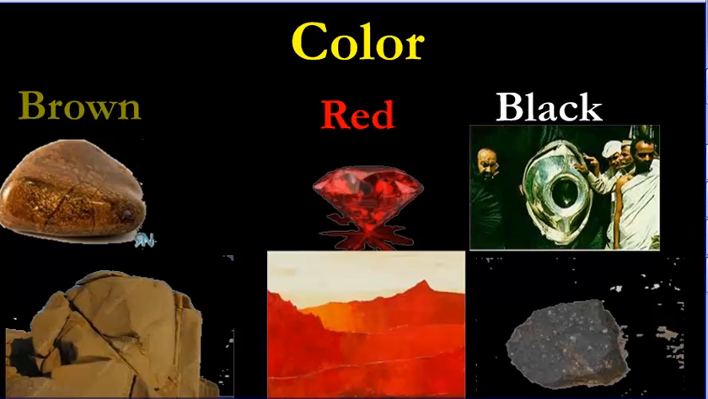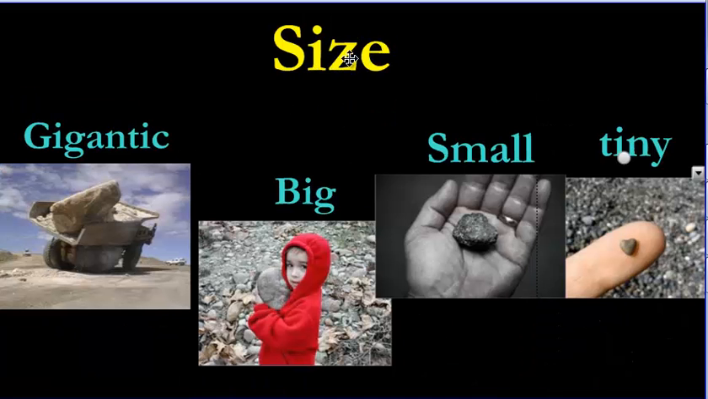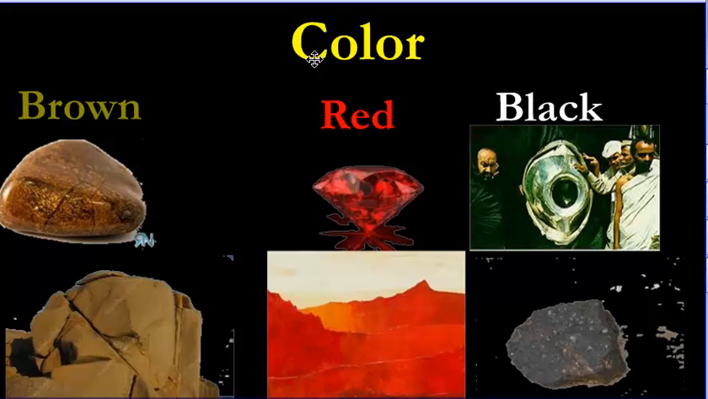How about color? Before I move to color, on size: you put all the gigantic rocks together, put all the big ones on one side, put the tiny ones in their own group, and that's one way of sorting rocks. But you could sort them based on color as well. You've got the brown rocks, the red rocks, the black rocks. Is that all the colors of rocks we have? No, that's actually just three of an almost infinite number of colors. In fact, rocks come in every possible color you can imagine.